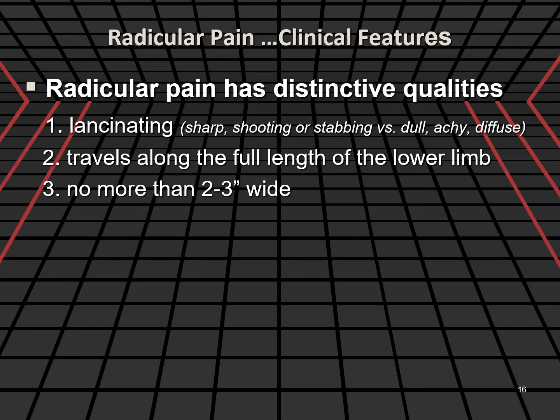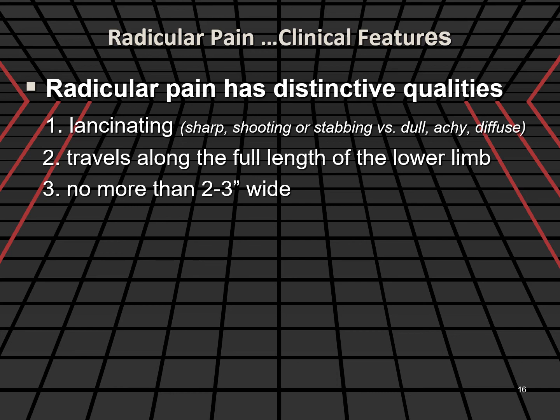Radicular pain typically travels along the full length of the lower limb. Wow, did you know that? A patient comes in with low back pain going into their buttock and the back of their mid-thigh. That should be a clue right there that it's probably not radicular. It typically travels along the full length of the lower limb, going all the way into the foot and up to the toes.